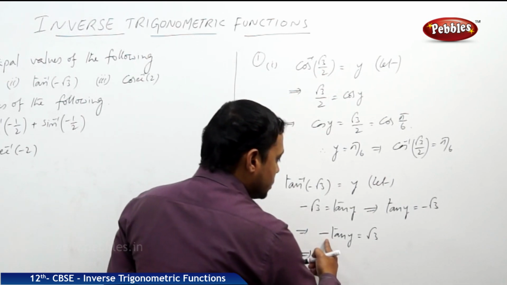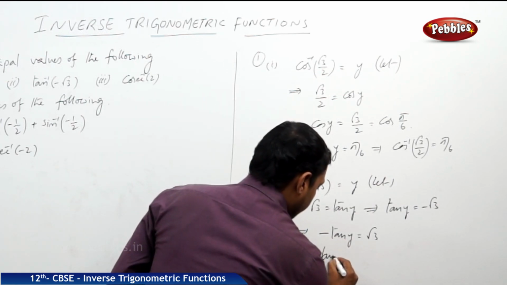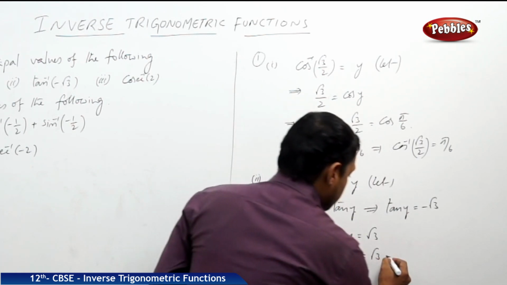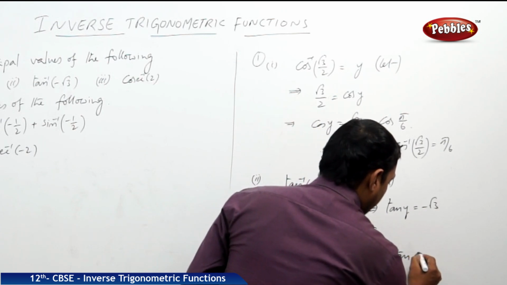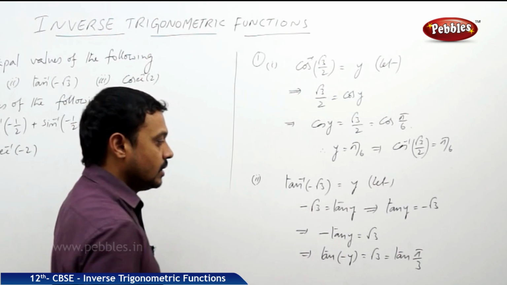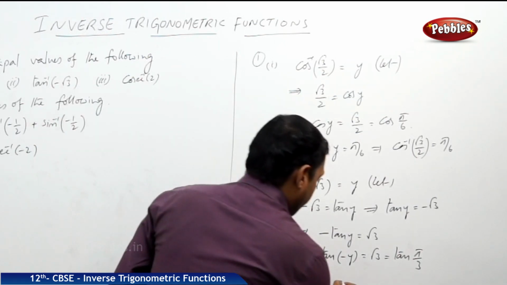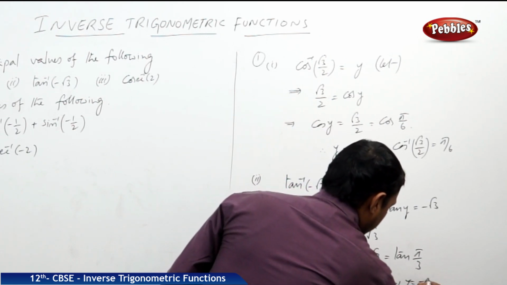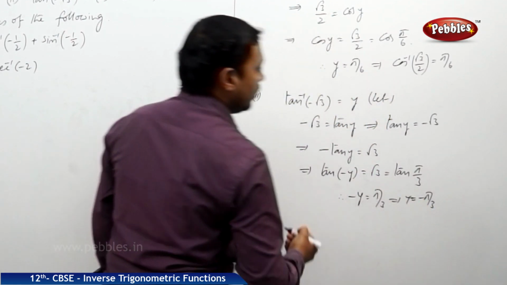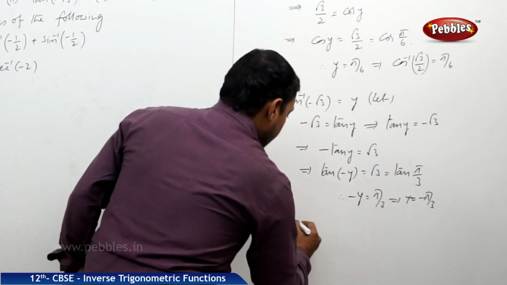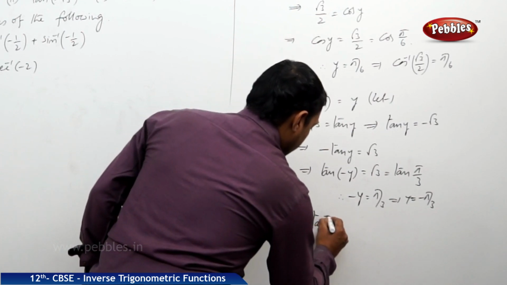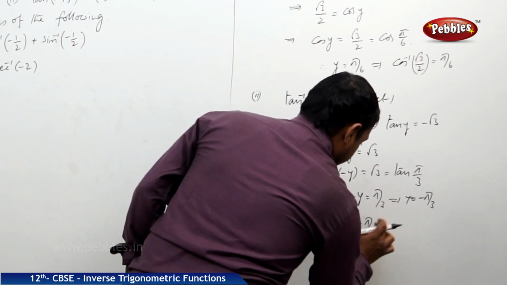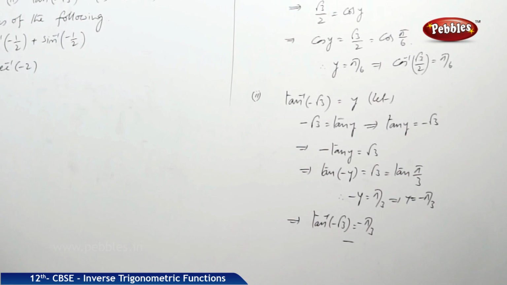Now I can change minus tan y as tan of minus y, which is equal to root 3. You know, this root 3 value is equal to tan pi by 3. Tan pi by 3 is equal to root 3. Therefore, minus y is equal to pi by 3, or y is equal to minus pi by 3. But what is y? y is tan inverse of minus root 3. That is equal to minus pi by 3. Next, the third one.